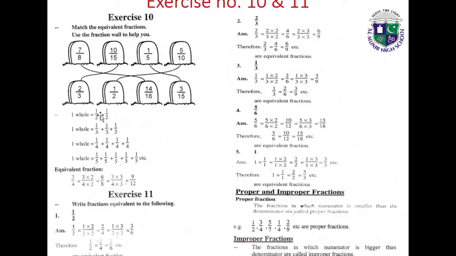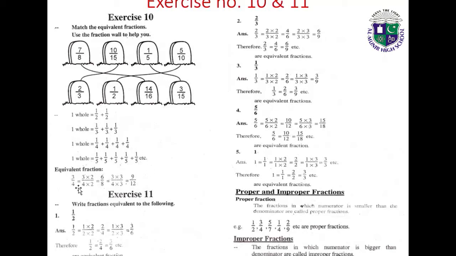1 whole equals 1 over 2 plus 1 over 2. 1 whole is 1 over 3 plus 1 over 3 plus 1 over 3. 1 whole is 1 over 4 plus 1 over 4 plus 1 over 4 plus 1 over 4. 1 whole equals 1 over 5 plus 1 over 5 plus 1 over 5 plus 1 over 5 plus 1 over 5, etc.